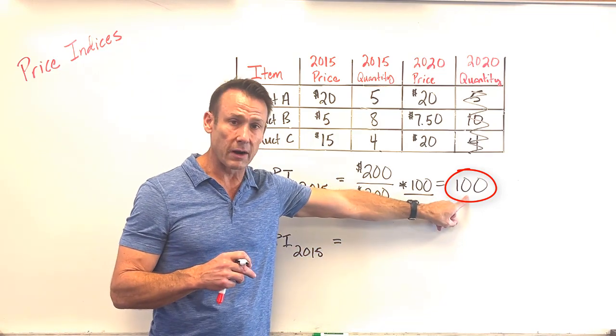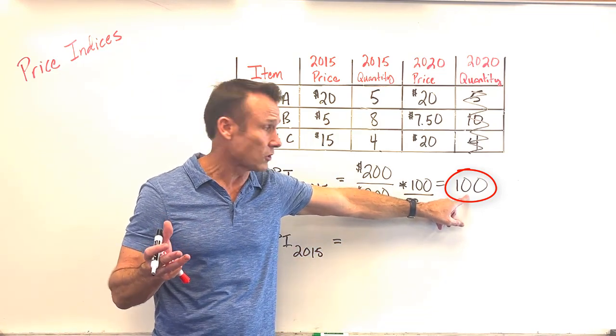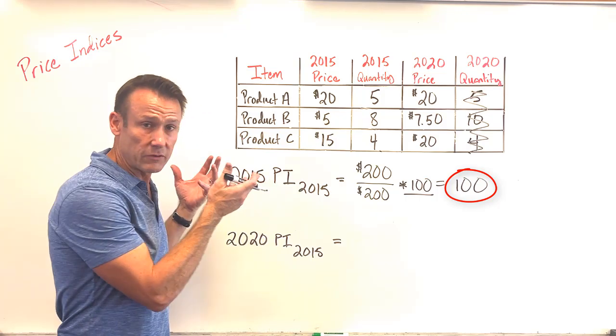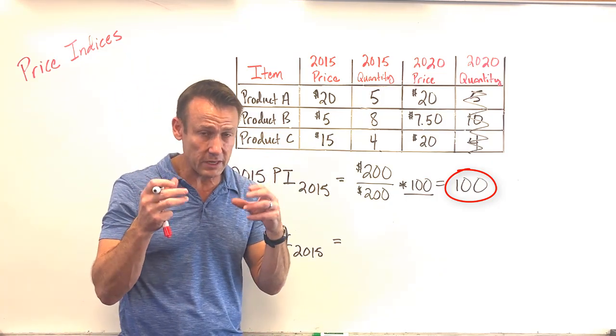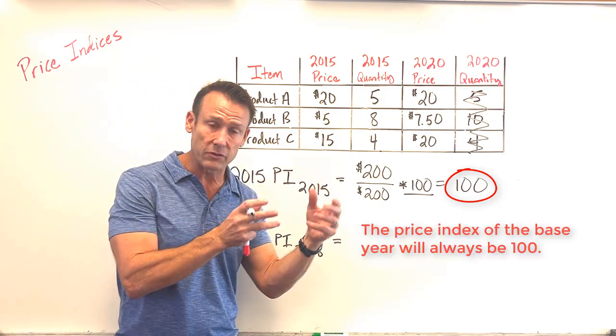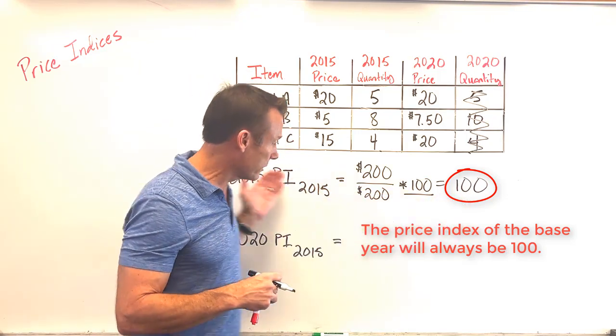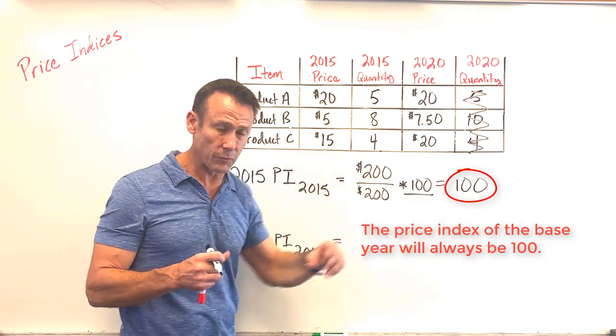And there it is, right? Of course, the price index in the base year is always going to be 100 for the very reason that I showed. So it's very important that we understand, if we find the price index of the base year, it's always going to be 100. And there's the reason. Okay, let's do it again.